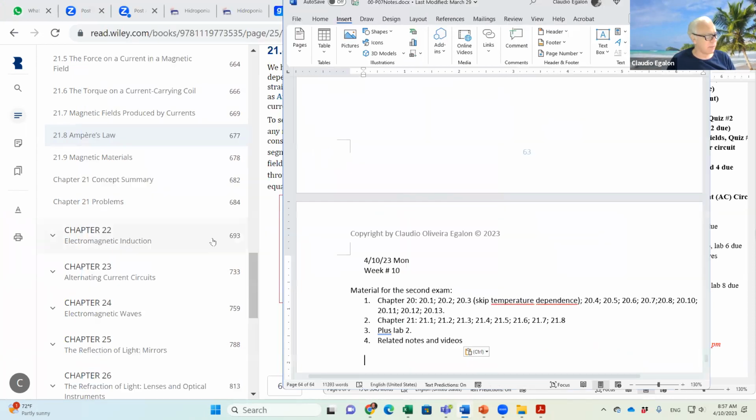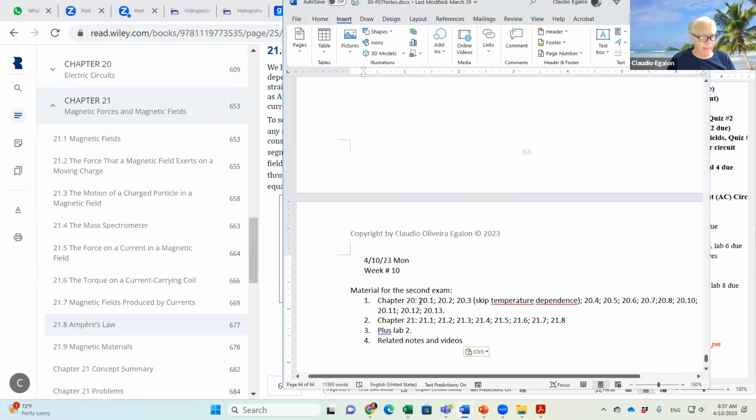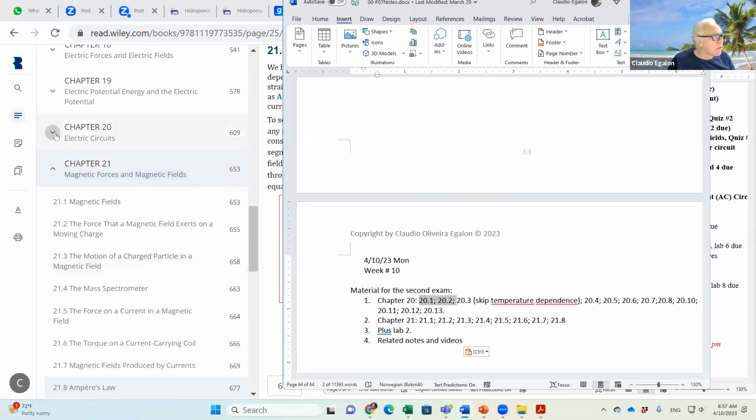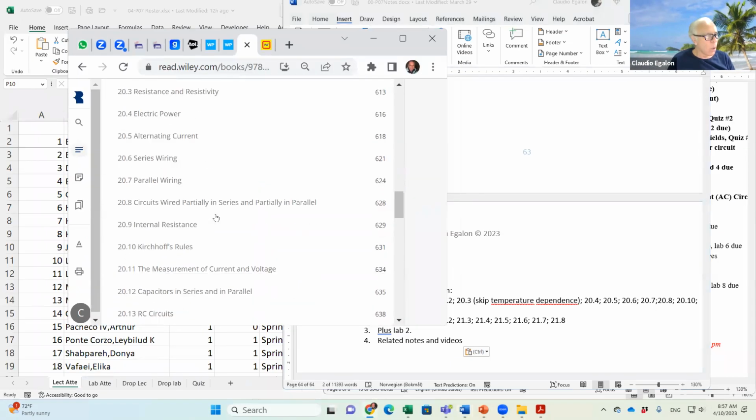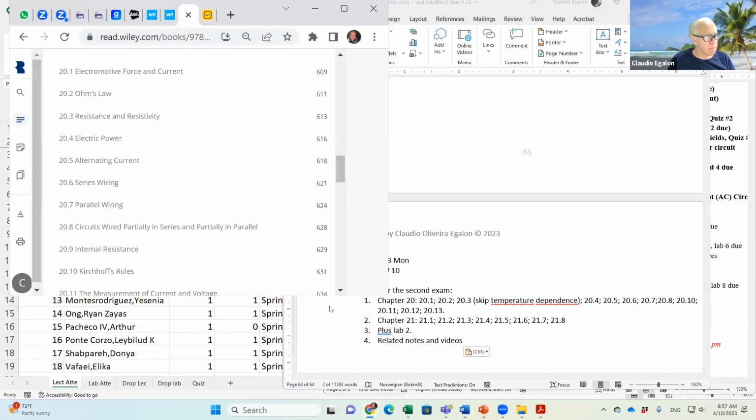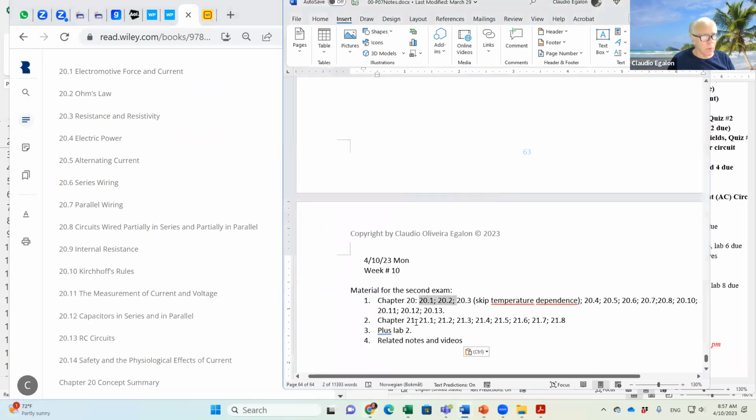Let's go through the chapters and sections, right? Magnetic field. You can see my screen, right? Here's the book chapters, and here are my notes. Okay, wait a minute. I'm looking at the wrong one. This one here. Okay, here you go.